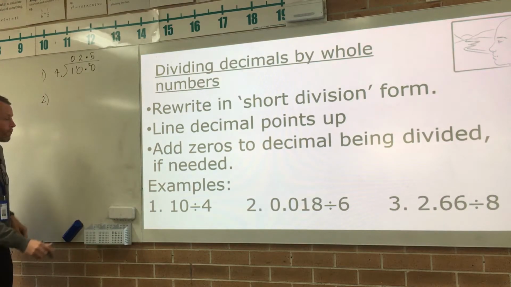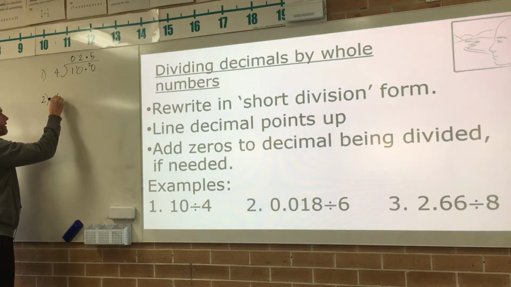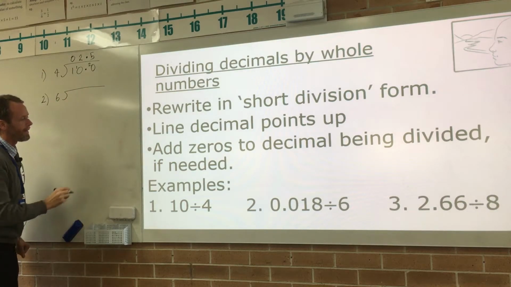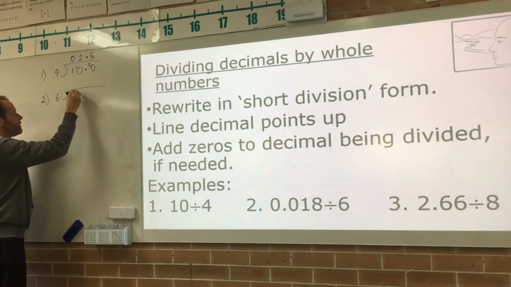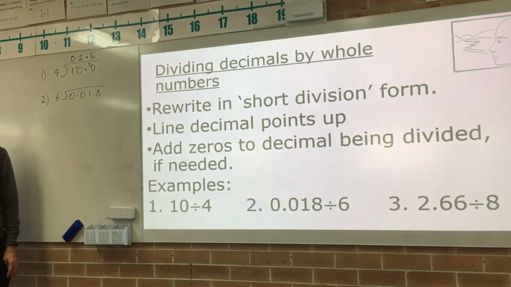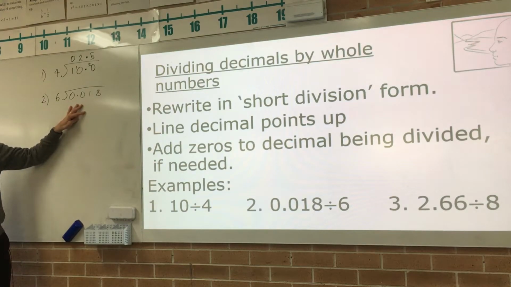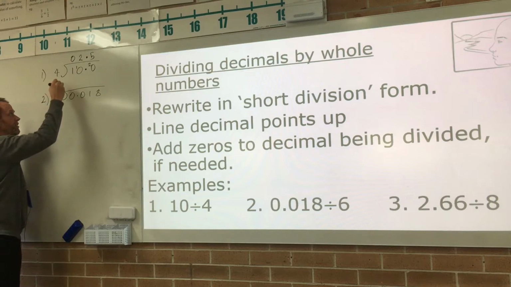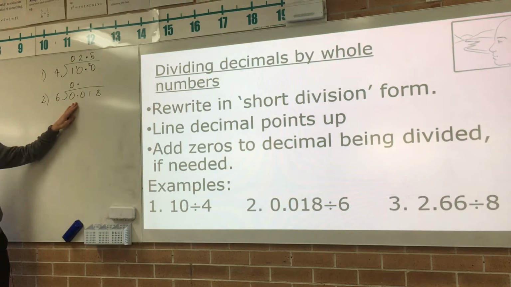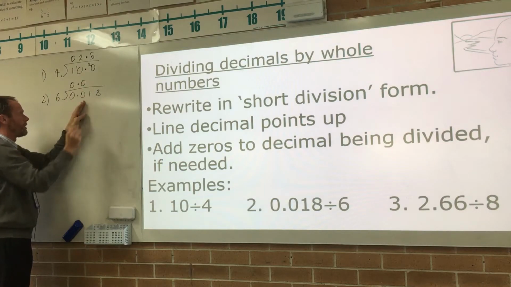So let's look at the next one. The next one, 6, and it's the number that's divided by that goes out the front, don't forget that, into 0.018. Unlike multiplying where we take all the decimals away, with this one, leave it. Now, 6 goes into 0, 0 times. Always put a 0 before the decimal point. 6 again goes into 0, 0 times.